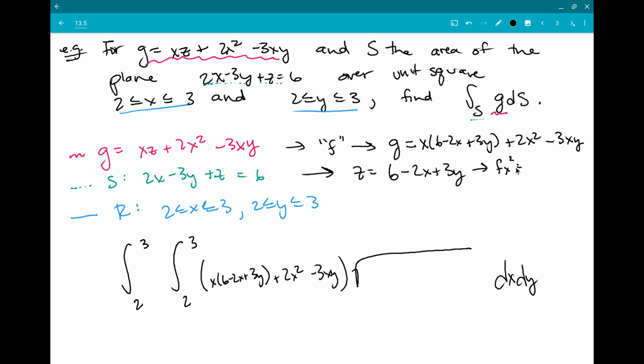And so my fx squared from when I calculated z, this should be familiar to all, is 4, and my fy squared from when I calculated z is 9, just like when we were finding surface area. Oops, I think I wrote it in the other order. So I have 4 plus 9 plus 1.